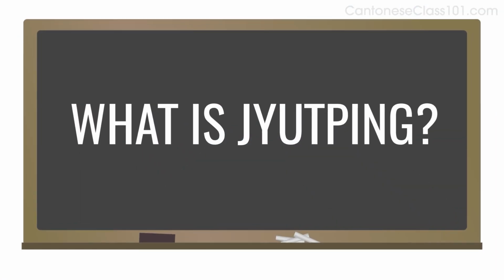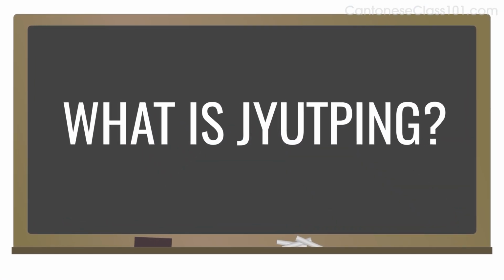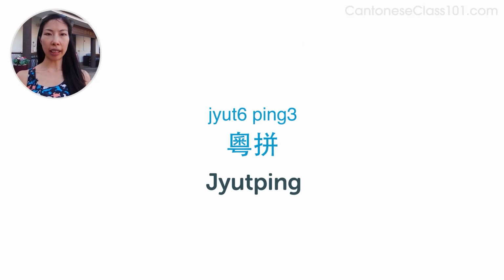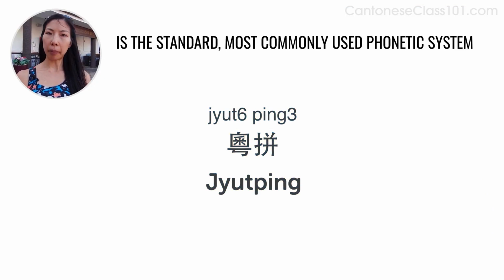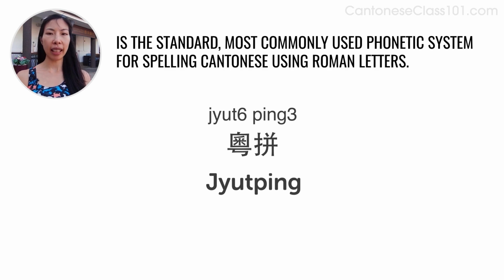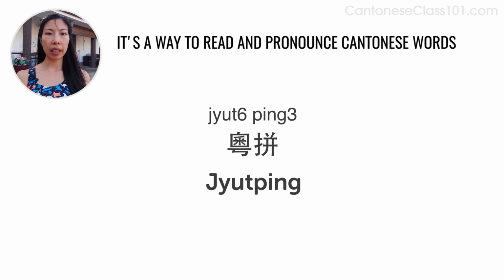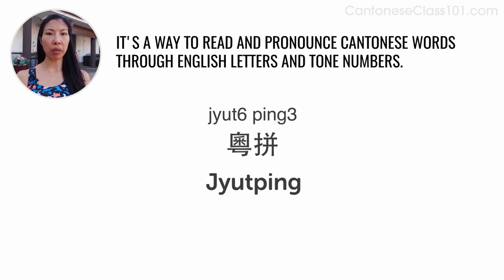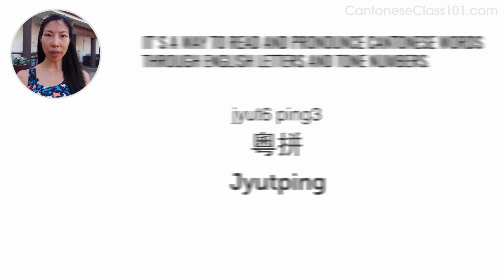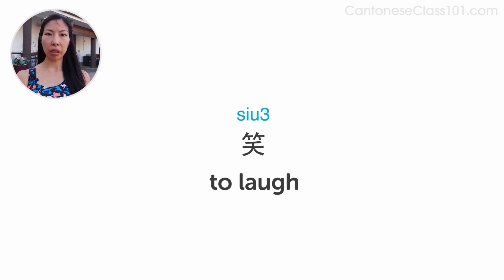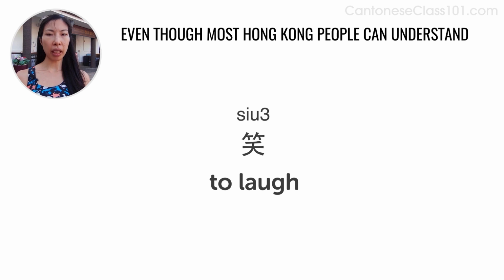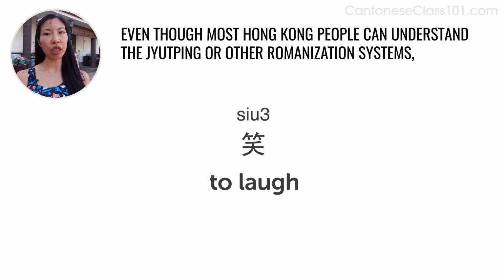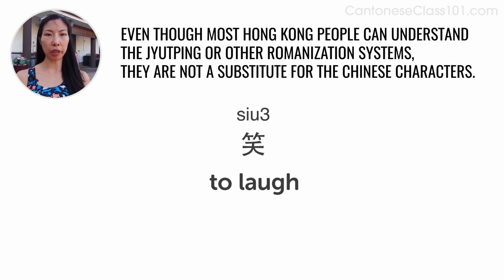The question for this lesson is, what is Yut Ping? Yut Ping, commonly known as Jyutping, is the standard, most commonly used phonetic system for spelling Cantonese using Roman letters. It's a way to read and pronounce Cantonese words through English letters and tone numbers. For example, SIU3, seal as in to laugh, is the Yut Ping for this character. Even though most Hong Kong people can understand the Yut Ping or other romanization systems, they are not a substitute for the Chinese characters. Let's get into more details.